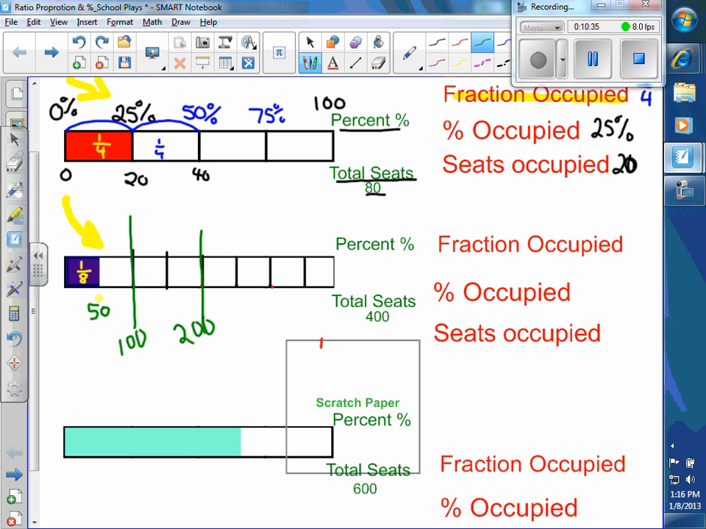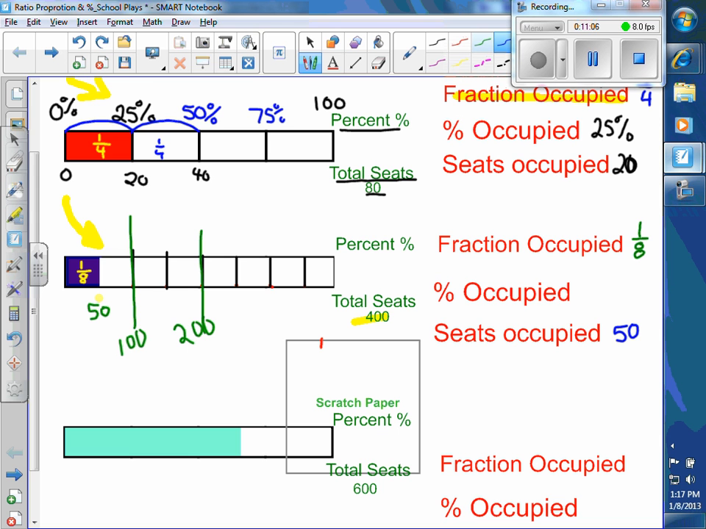So that would be how many seats does the shaded area represent? That's the fraction. That's the fraction occupied. But how many seats? So the theater, if this theater has 400 seats altogether, but only 1/8 of them have been filled up with people, how many seats is that? 50, right. So 50 seats are occupied.